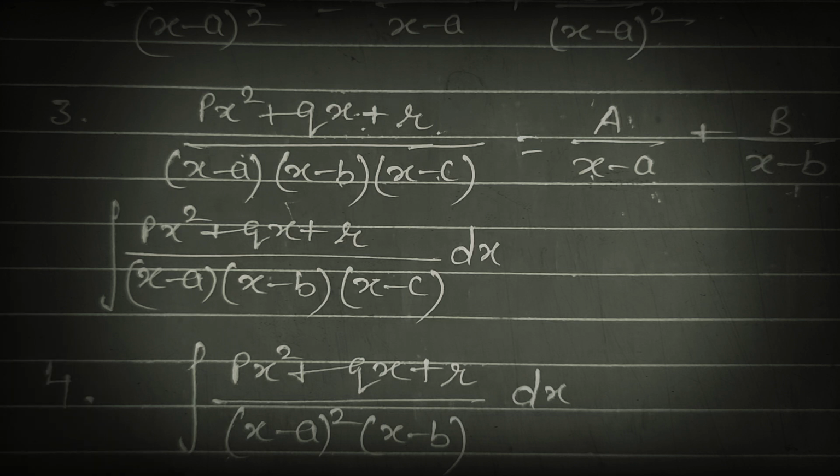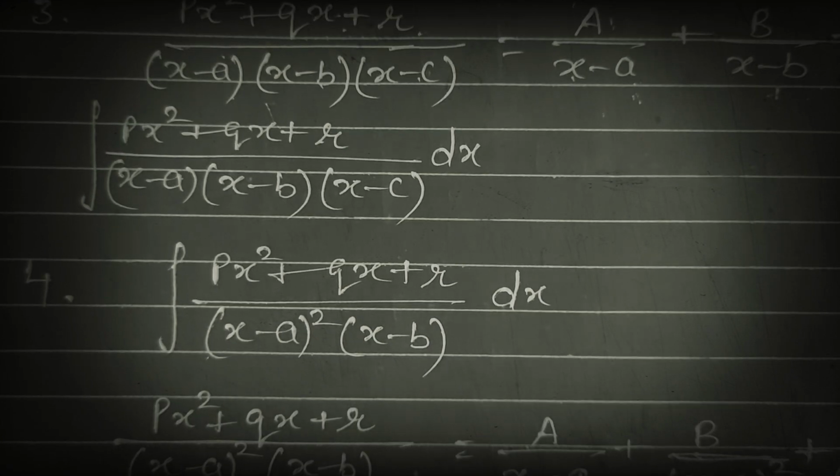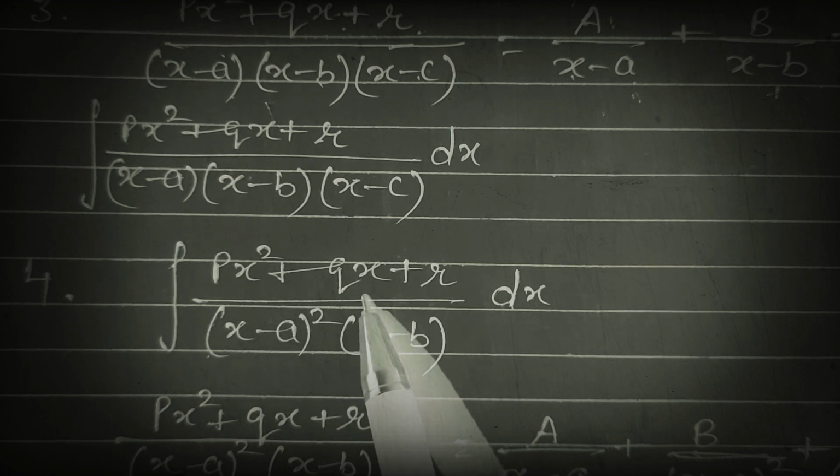Hello everyone. Today we will discuss some more types related to partial fraction. In the last video we discussed three types. So look at type four: px square plus qx plus r.